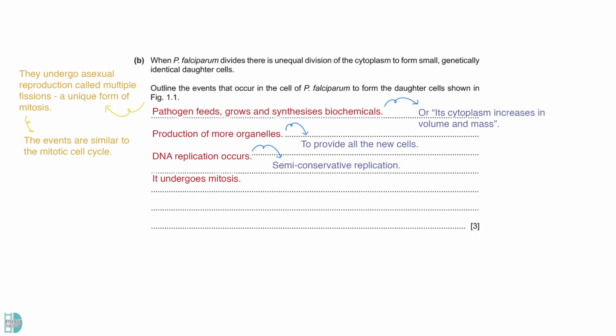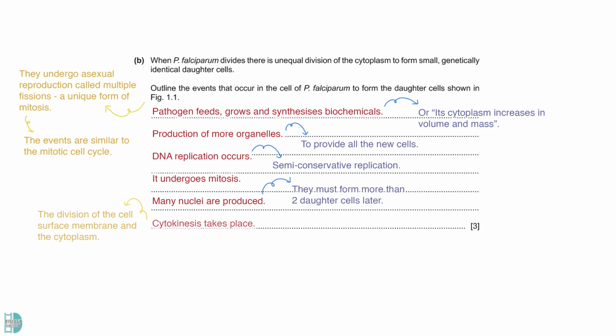Unlike typical mitosis, they produce many nuclei because they must form more than 2 daughter cells later. When it is done, cytokinesis takes place. It is the division of the cell surface membrane and the cytoplasm. You can see in the photo that the daughter cells are budding off from the parent.